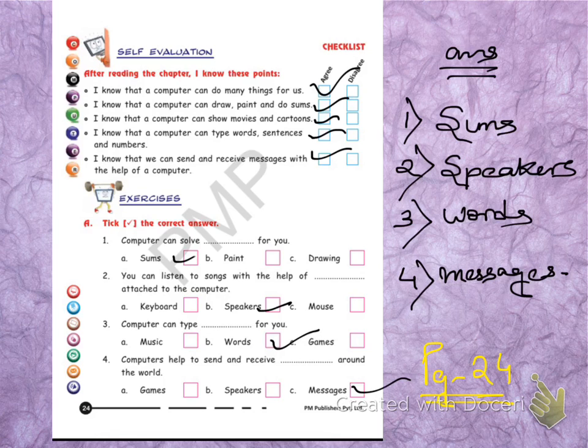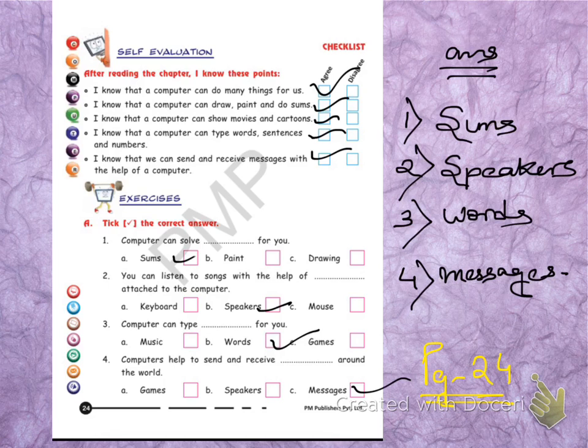I know that a computer can do many things for us. We agree to that. Computer helps you do a lot of things for you, no? I know that a computer can draw, paint and do sums. Agree to that? Yes. Why? With the help of computer, software like MS Paint and calculator, we can paint as well as do mathematical sums. With the help of computer, you can see movies and cartoons. Yes, agree to that. We could watch different cartoon channels and even see movies.